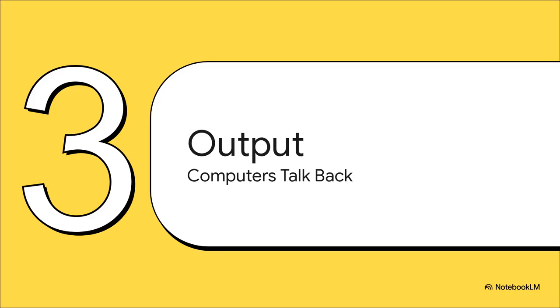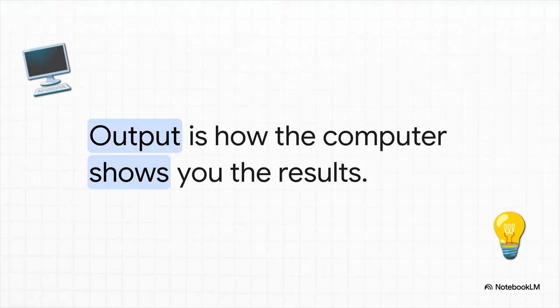Okay, so you've talked to the computer, and the computer has thought about what you said. Now what? Well, now it's time for the computer to talk back. Welcome to the world of output. Output is really just the computer showing us the results of its hard work. It's the answer to our question. And without it, all that processing would be totally pointless, right? We'd never see or hear what the computer actually figured out. This is the moment it communicates back to us.